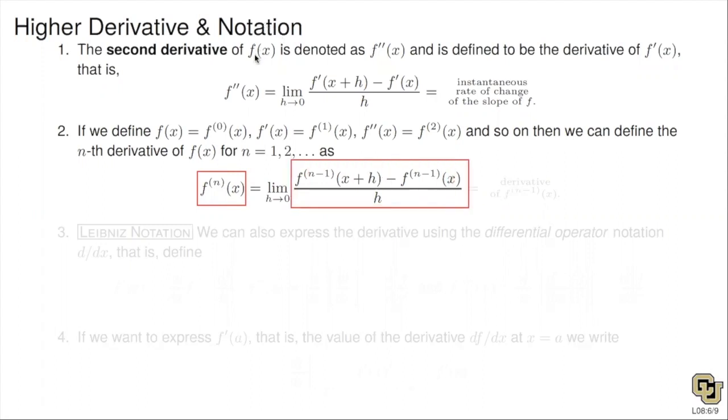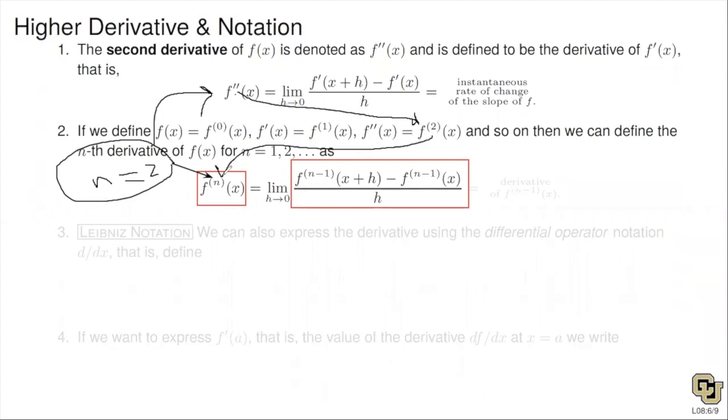So in this equation here, if I let n equal to 2, then this gives us exactly this equation. f double prime is the same as f parentheses 2. And here, let n equal to 2. Here you get f parentheses 1, which is the same as the first derivative.